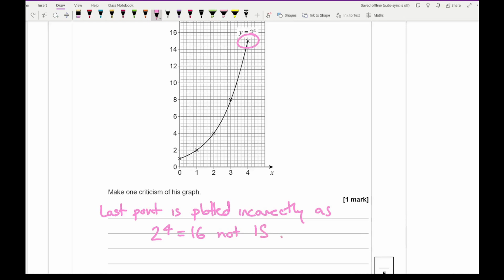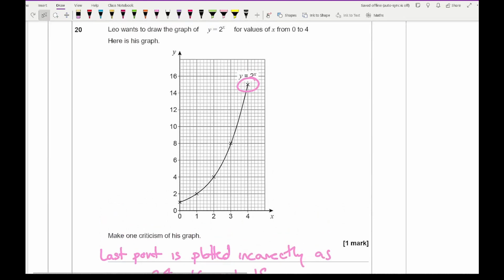Now it's always difficult to find this criticism because usually, if you've done lots of past paper questions, errors are usually in the scale, the labeling of the scale, and then it goes on to the plotting of the points. So again, both those two scales are absolutely fine. It's just the plotting of the points, and it's just sod's law that it's going to be the last point after all that work for 1 mark.